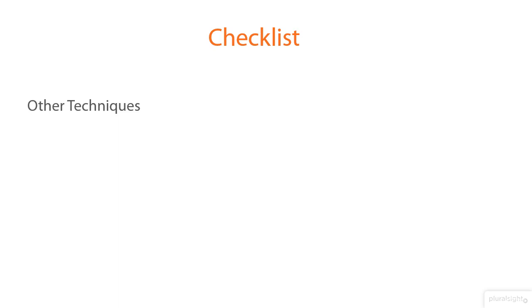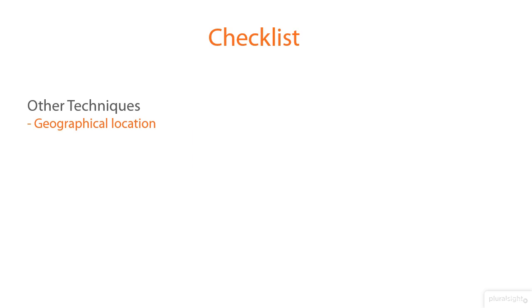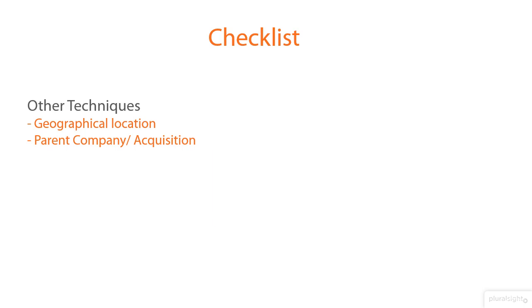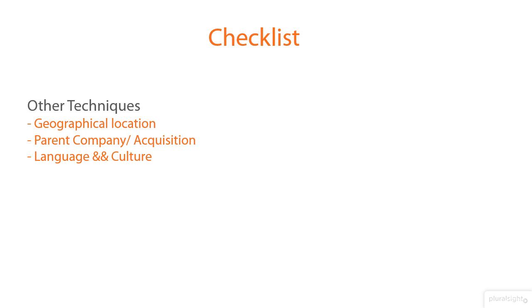You should also take into consideration some additional techniques which I will not be covering in this module. By using Google Maps or Bing Maps, you can identify the geographical locations for social engineering purposes. Also, you should check for the parent company or any acquisitions that happened lately. Look for the culture and language for facilitating the social engineering attacks.